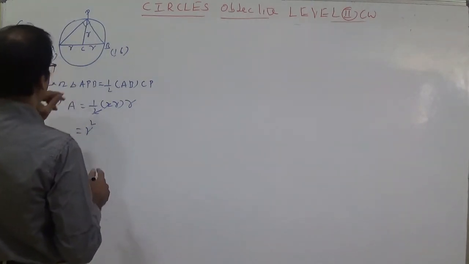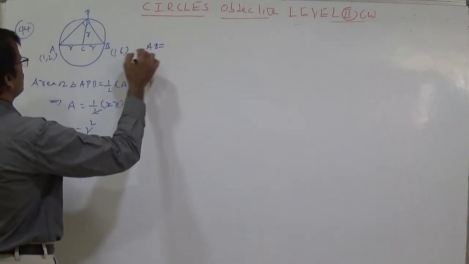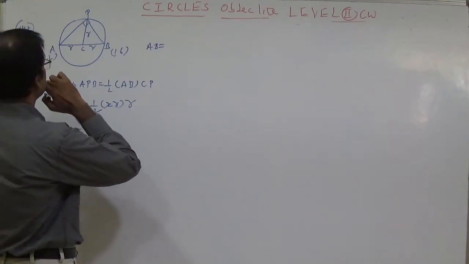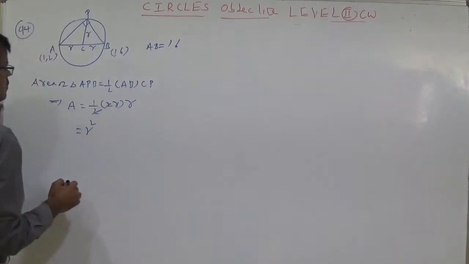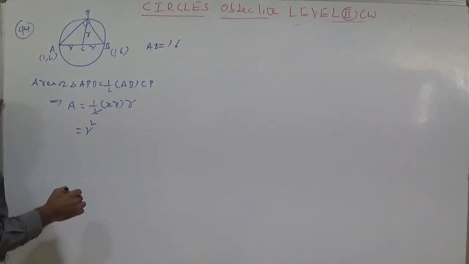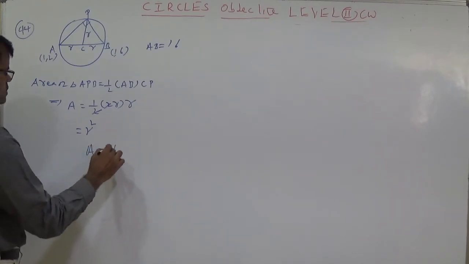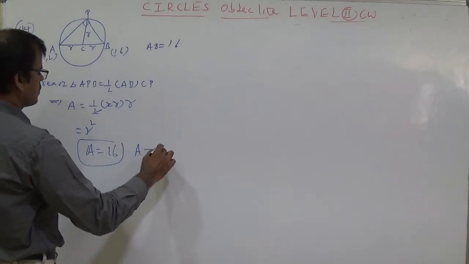Now AB is the distance we are finding: (1 − 1)² + (6 − 2)², which is 16. The area we got is 16, but the area given is 5.